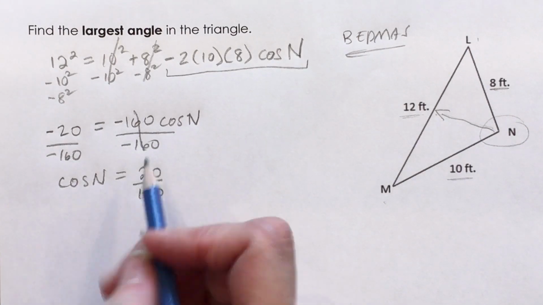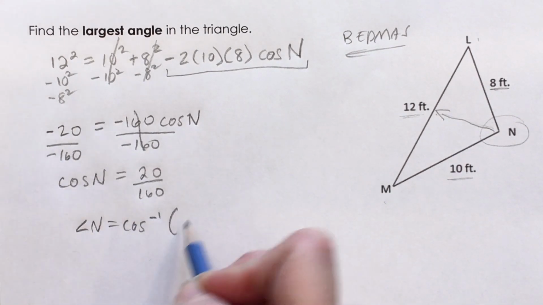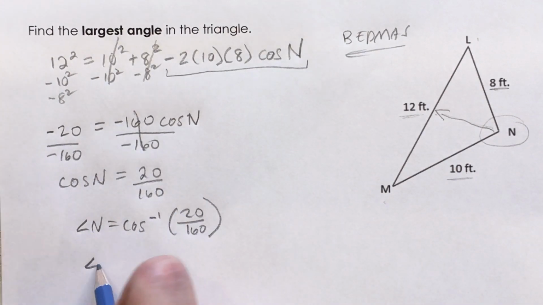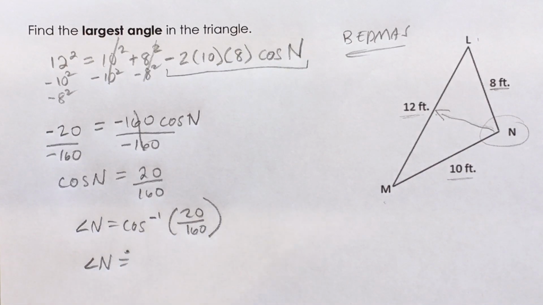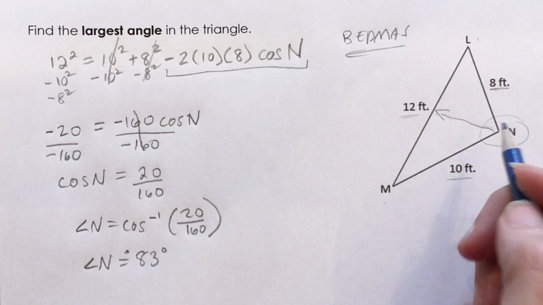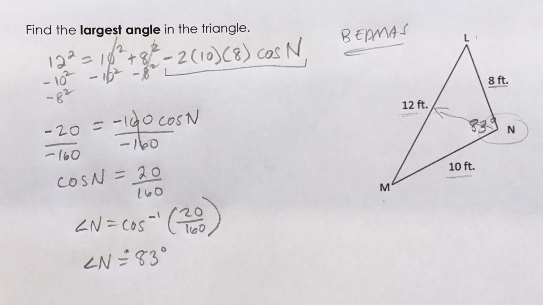But that's the cos of N. I want angle N, which is going to be the cos inverse of 20 over 160. And then enter that into my calculator. And you get 82.8 or approximately 83 degrees. So even though it's the largest angle, in this case it doesn't turn out to be an obtuse angle, 83 degrees.